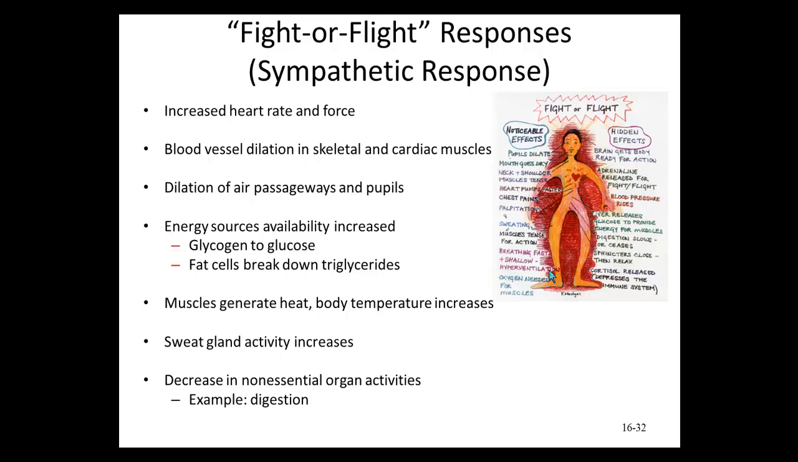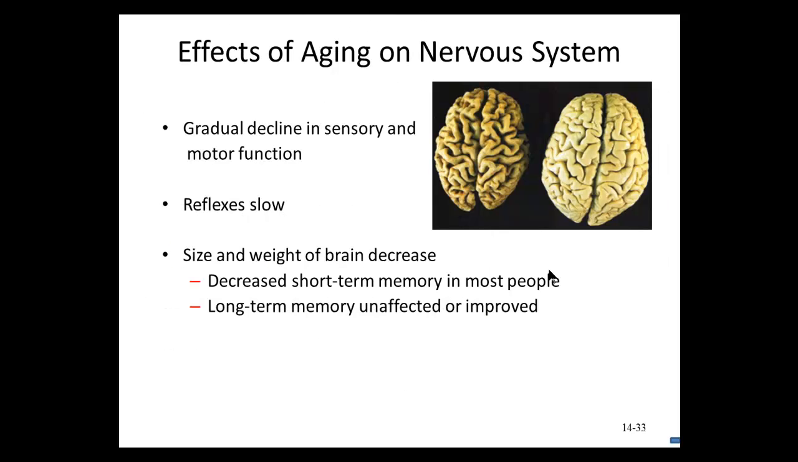So as we age, what do we get to look forward to? We have a decline in sensory and motor function because look at the size of the brain here. This is an extreme example, but here's a young, healthy brain. Here's a brain of a much older individual. The brain tissue actually atrophies. So as we have less functional neurons, we have less ability to receive incoming information and to respond to it.